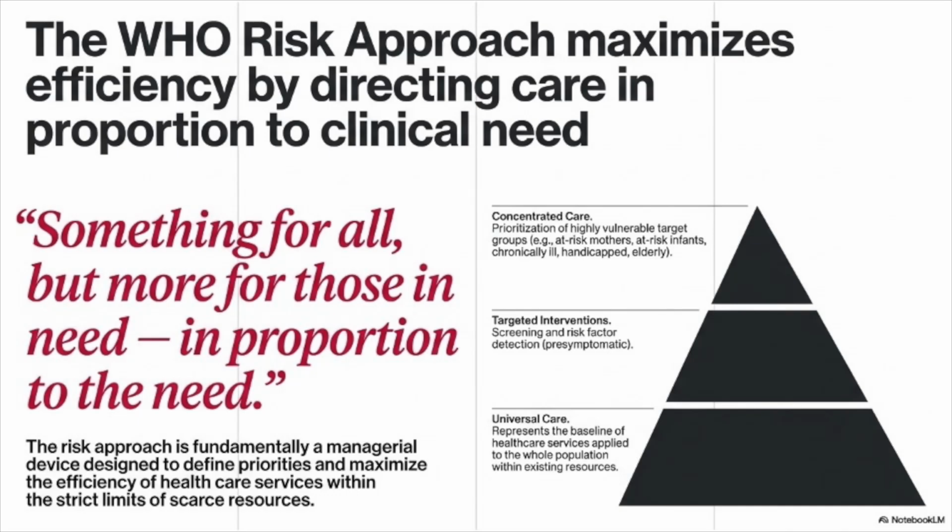The next level consists of targeted interventions such as screening and early detection among high-risk individuals. At the highest level is concentrated care directed towards the most vulnerable groups, including high-risk mothers, infants, elderly individuals, people with chronic diseases, and persons with disabilities. This strategy improves effectiveness while making the best use of available resources.